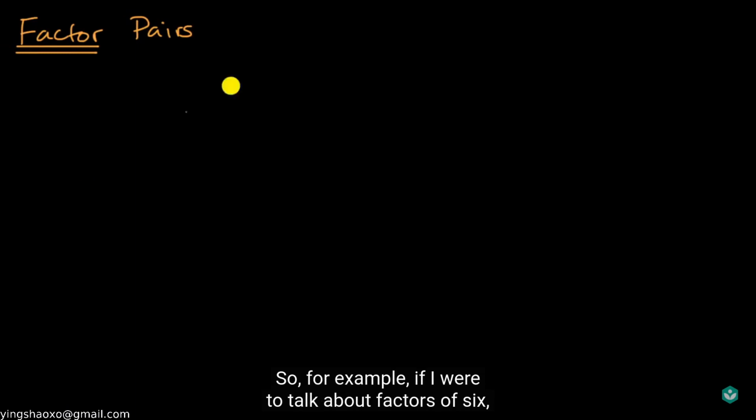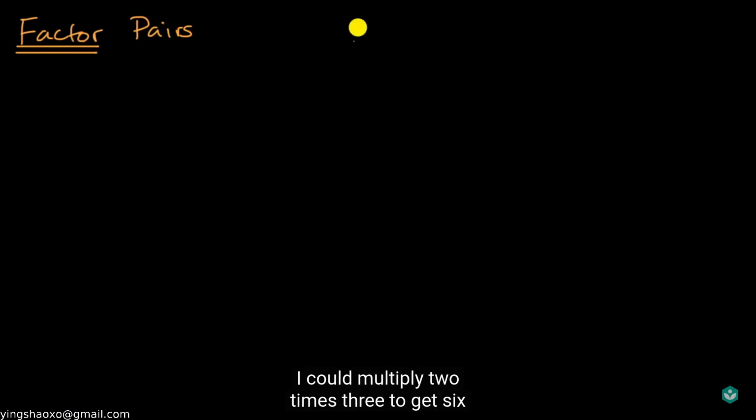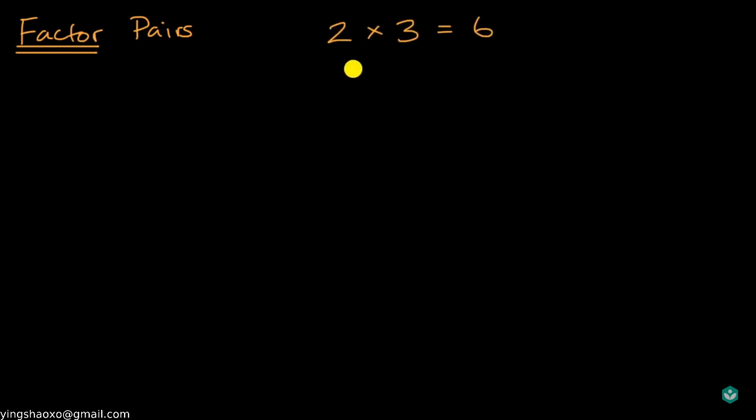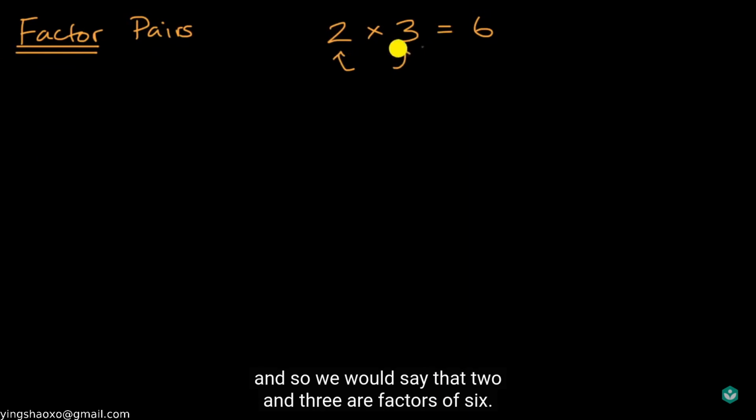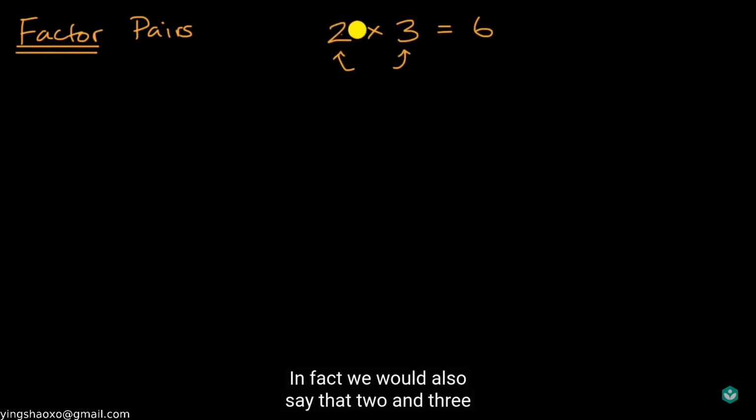So, for example, if I were to talk about factors of 6, I could multiply 2 times 3 to get 6. And so we would say that 2 and 3 are factors of 6. In fact, we would also say that 2 and 3 is a factor pair for 6, because when I multiply those two, I can get 6.